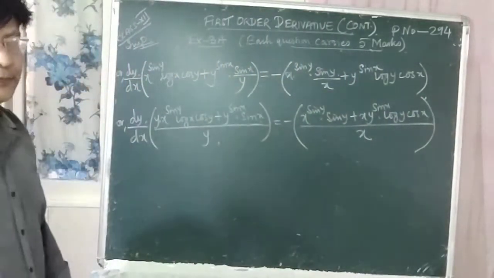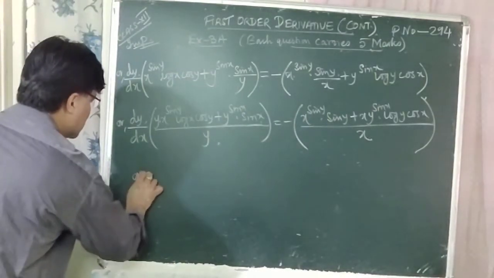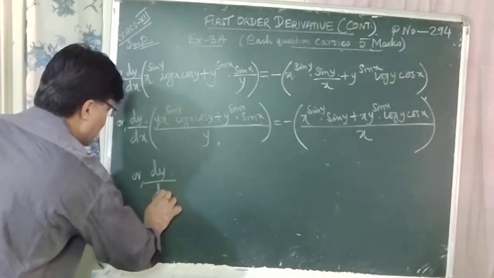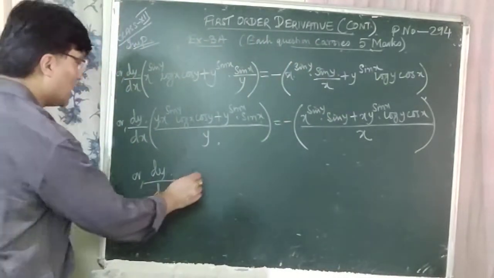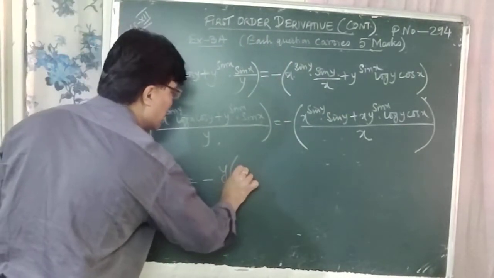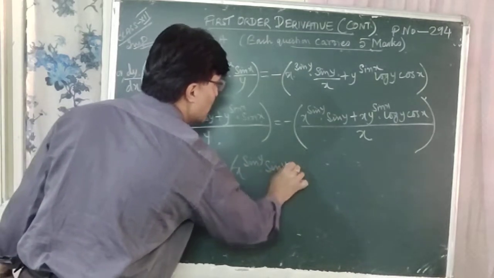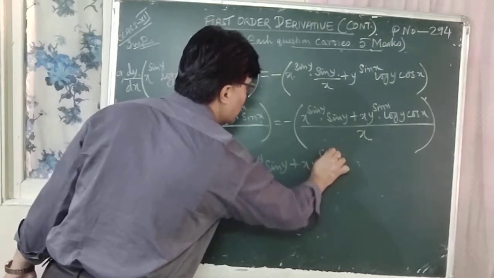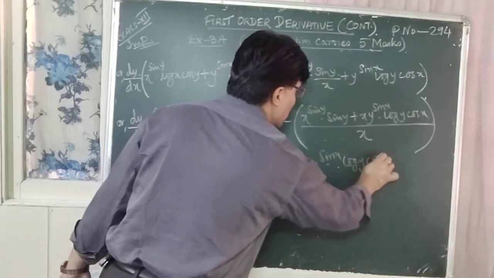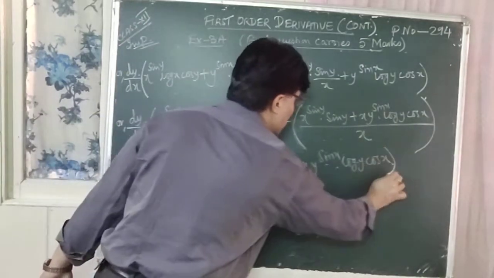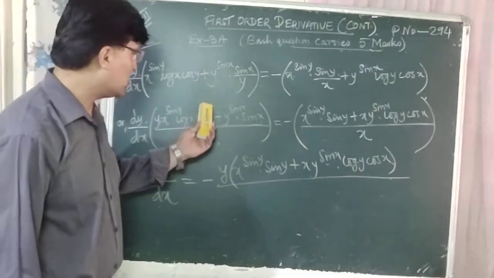Is that clear to all of you? We are just taking the LCM and simplifying the numerator. So what is the value of dy by dx? dy by dx is equal to, now cross multiply by y here. So it is minus y within bracket, x to the power sin y into sin y plus x y to the power sin x into log y cos x, bracket closed. This whole divided by, now you can cross multiply by this expression.